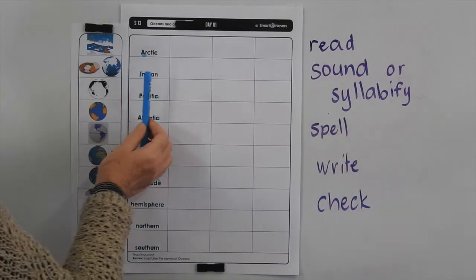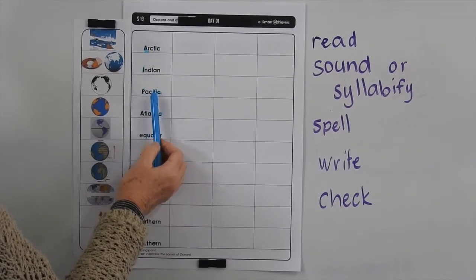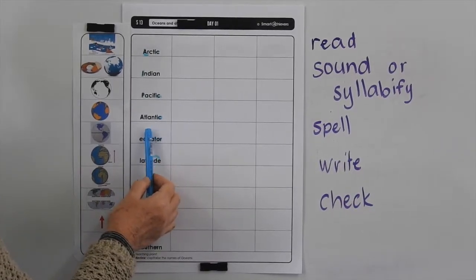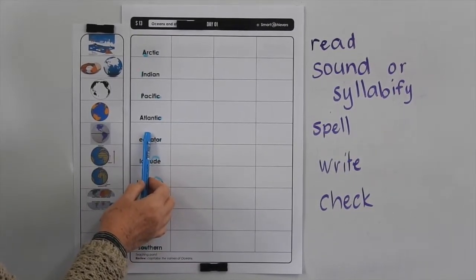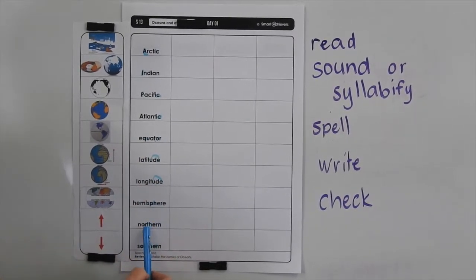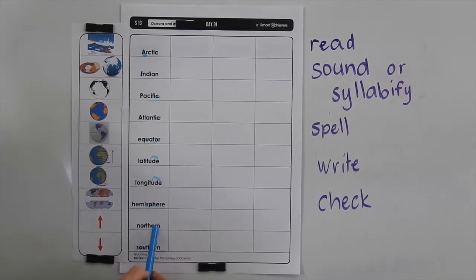In this list we're looking at the names of oceans in the world. We've got Arctic, Indian, Pacific and Atlantic oceans. And then we're also looking at other words that you would commonly see in relation to an atlas. So we've got equator, latitude, longitude, hemisphere, northern and southern in relation to northern and southern hemispheres.